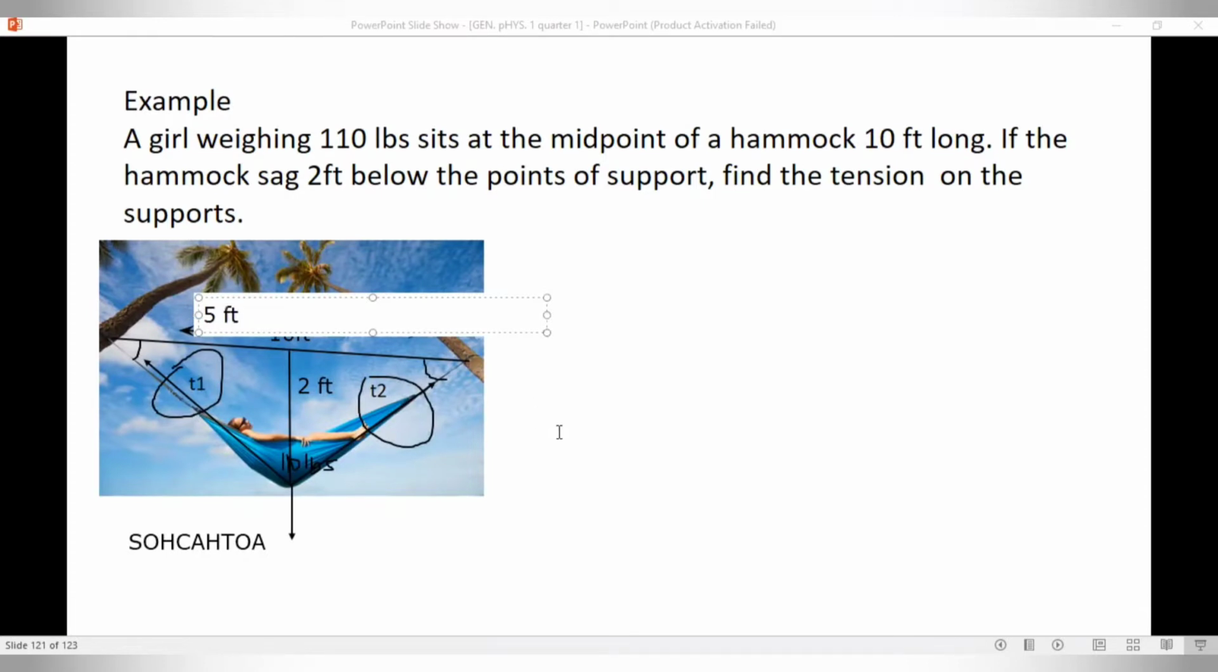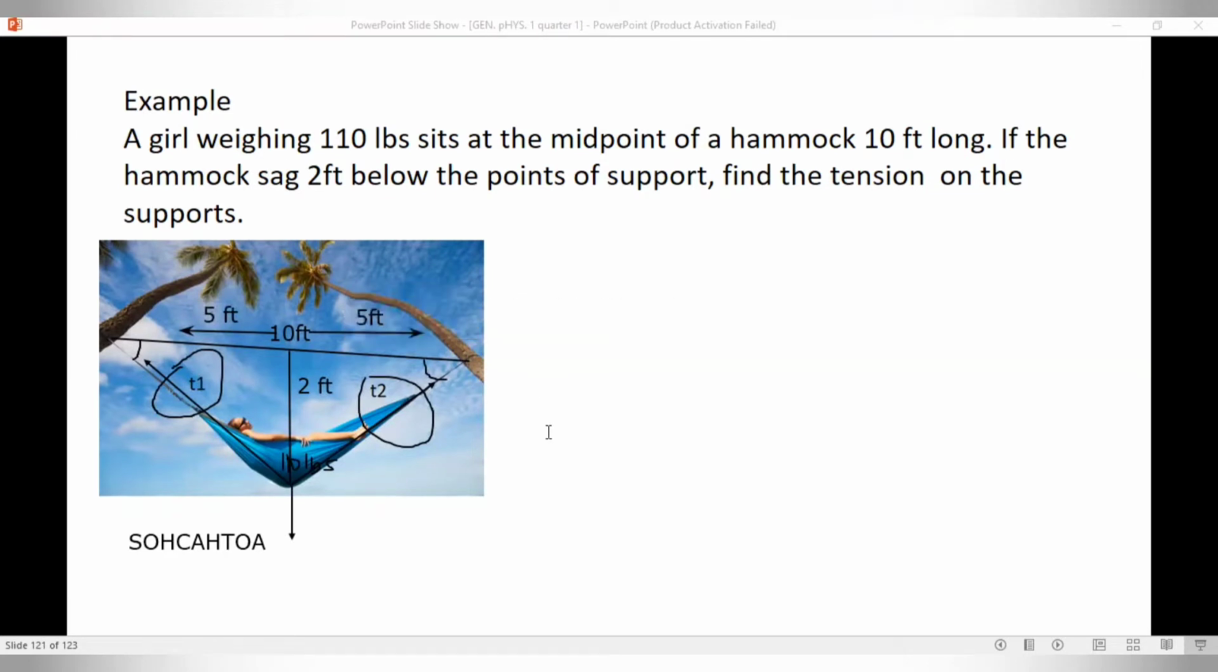Bakit naging 5 feet? Kasi nga, pag nagsag naman yan, probably sa center of gravity siya magsasag. Sa center of gravity siya maglulundo. So 5 feet sa kabila, 5 feet din dito. Sundan?